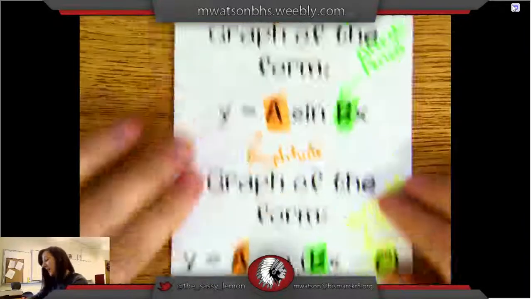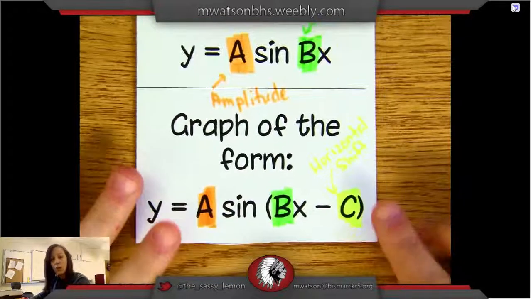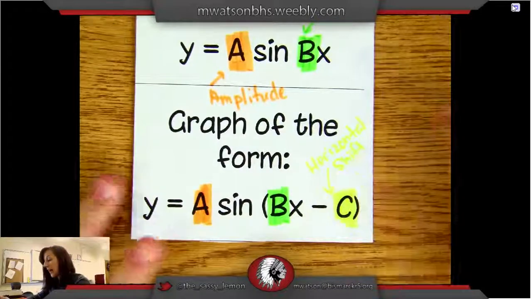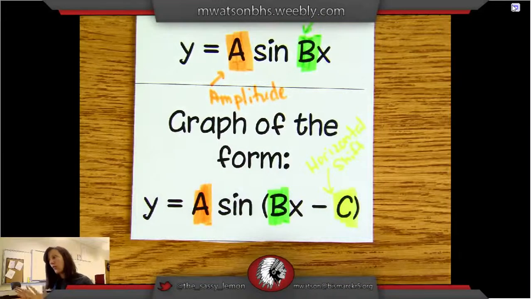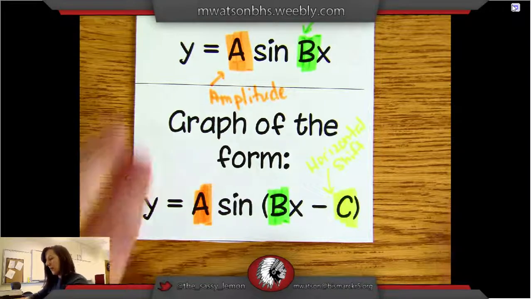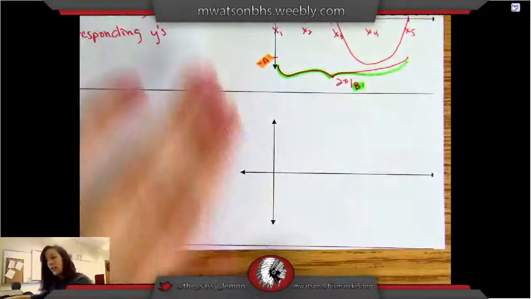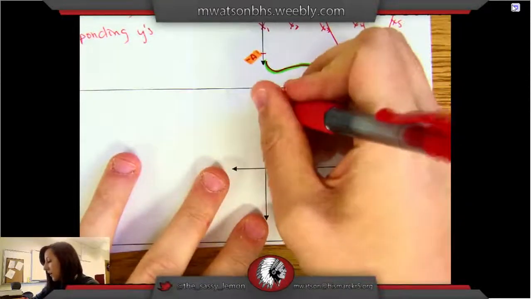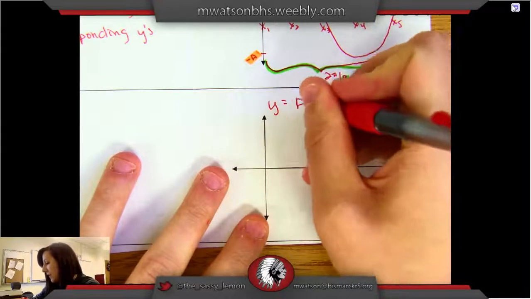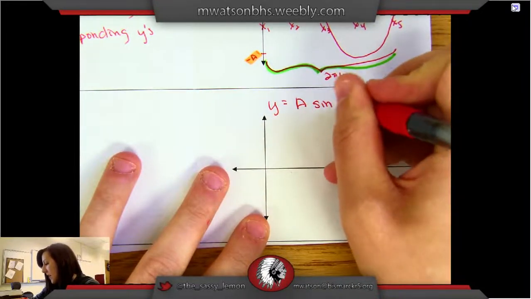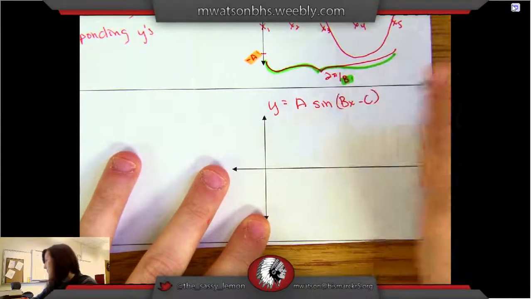So now let's look at what steps change when you add a horizontal shift, when you scoot that graph over some and it doesn't start at the origin. So here's our sampler. Y equals A sine of BX minus C.